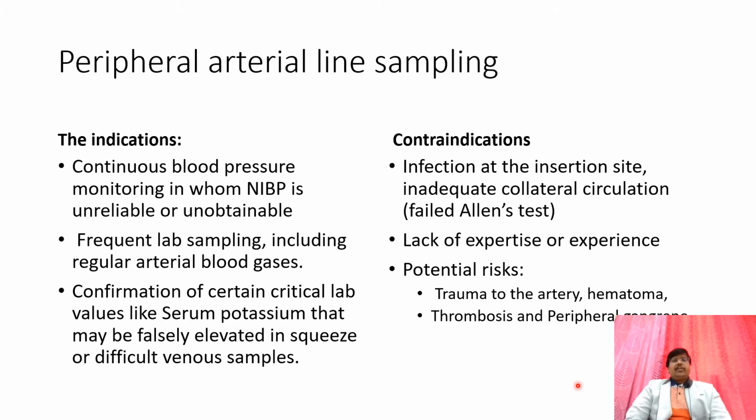So here are the indications for peripheral artery sampling. Continuous blood pressure monitoring in those in whom NIBP is unreliable or unobtainable. Current gadgets, the non-invasive blood pressure cuffs, have not been evaluated or quality assessed for these micropremies. So in them, invasive BP monitoring is still the norm. Blood pressure monitoring is very crucial because the entire brain function is dependent upon perfusion.